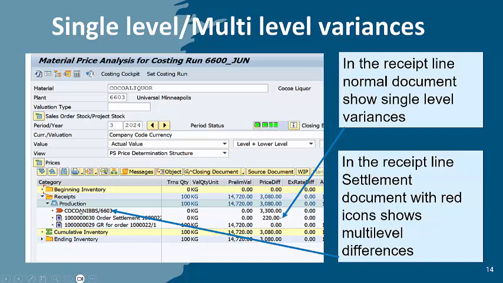So here in the manufacture of cocoa liquor, which is a semi-finished product, cocoa nibs is used. So cocoa nibs is nothing but a raw material, and the procurement price difference is now rolled up into the receipt of production of cocoa liquor. So this 3,300 is the price difference coming in from the lower level. Okay, so here you are finding 3,300. So this is nothing but multi-level difference.